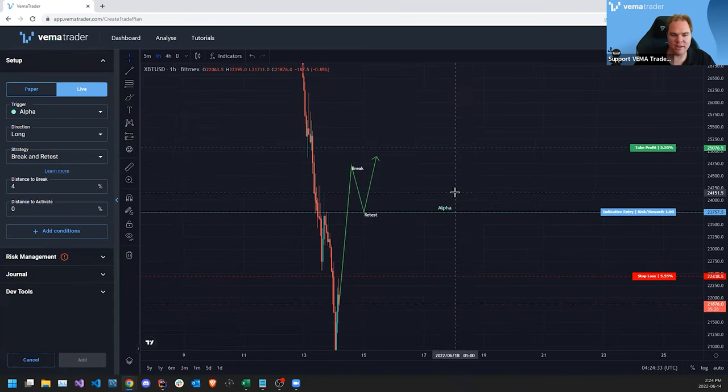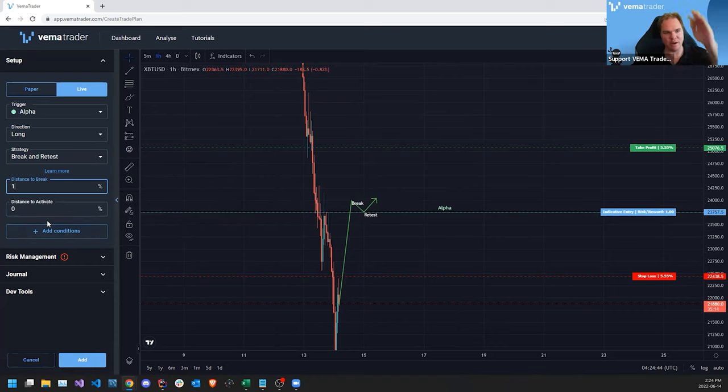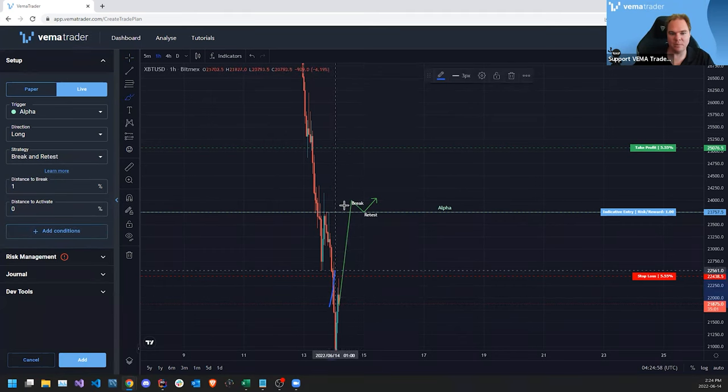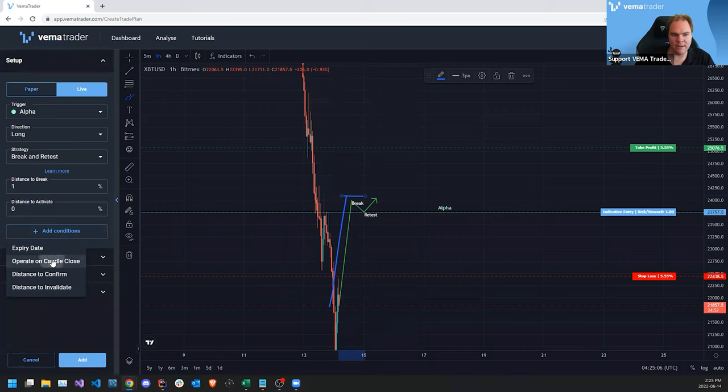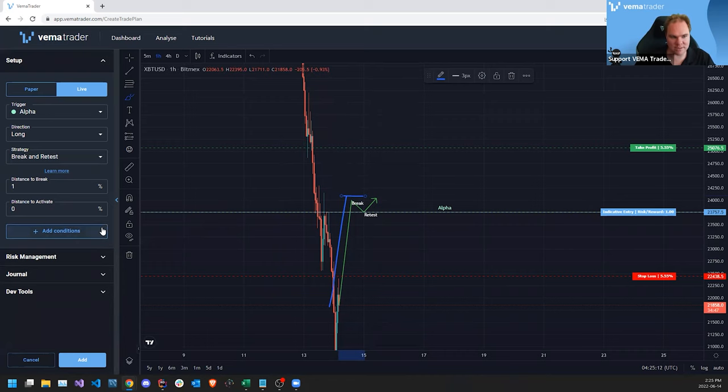My distance to break is just to visualize it. Let's put a 1% in there, looks pretty good. But now all I really care about is, did I get price on the other side of alpha? Did I get it above it so I can look for a bounce? A break and retest is effectively a candle close cross followed by a bounce. If price was to come up here and get above there for a break, I've got my close above alpha. Even if I get rid of the candle close on my break and retest, the break still must be a close.